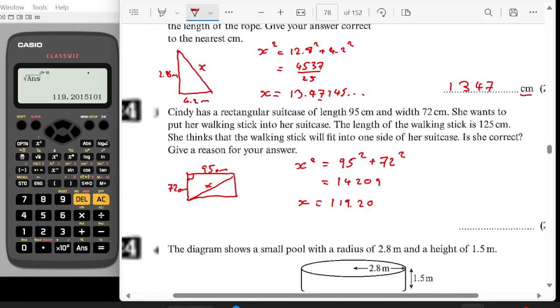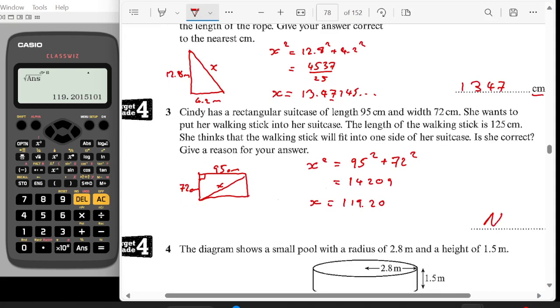We haven't really got room for the answer. Is she correct? No. And I'll state my reason here. No, as 119.2 centimeters is less than 125 centimeters.